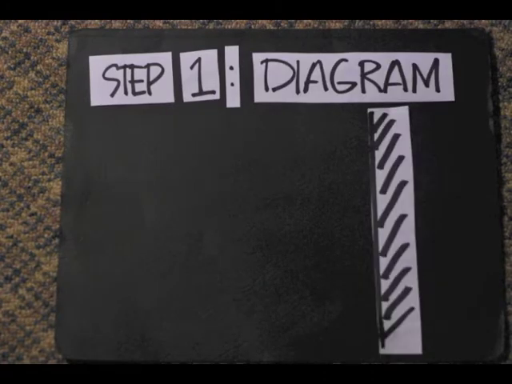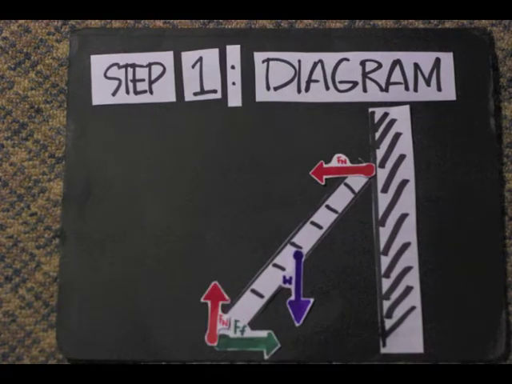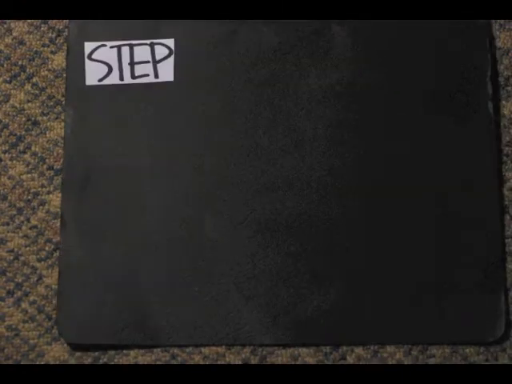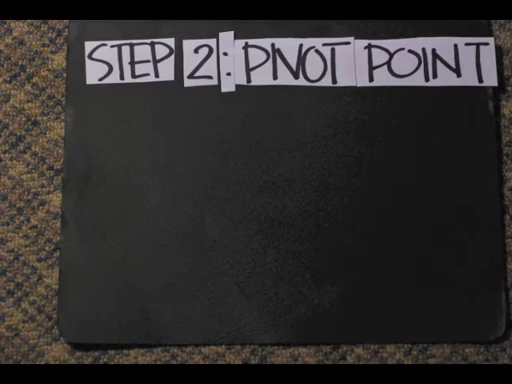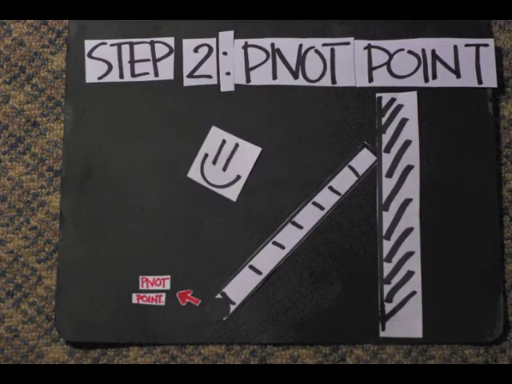Step 1. Diagram. Here's our frictionless wall, our 6-meter ladder, our center of gravity, force of friction, normal force by the wall, and the normal force exerted by the floor. Step 2. Pivot point. From your diagram, choose any pivot point from your ladder or beam.